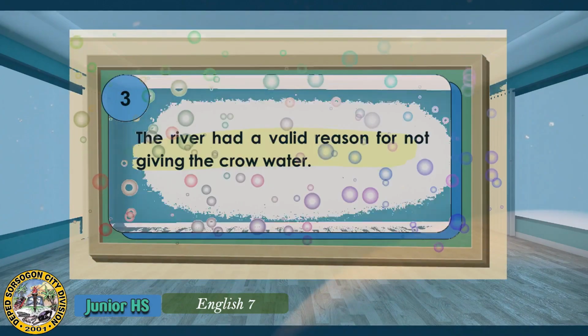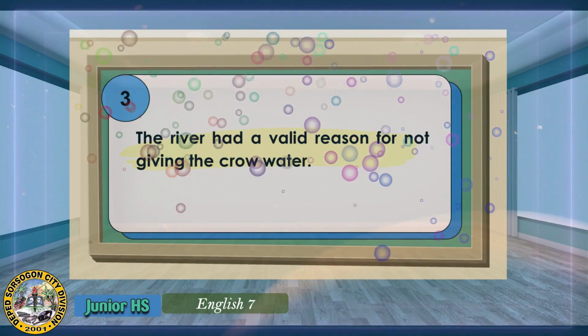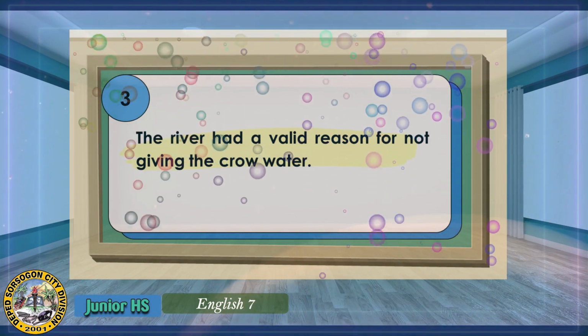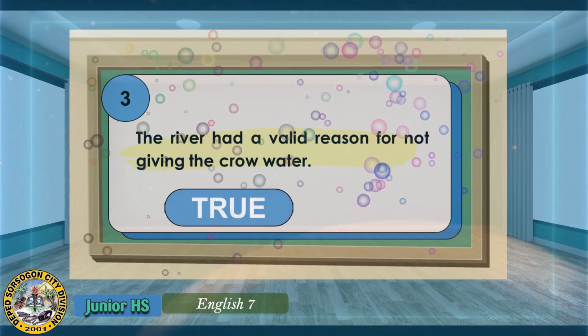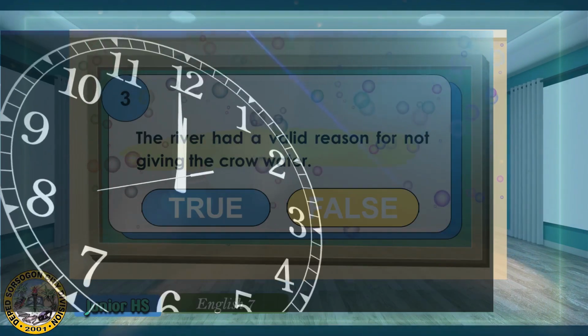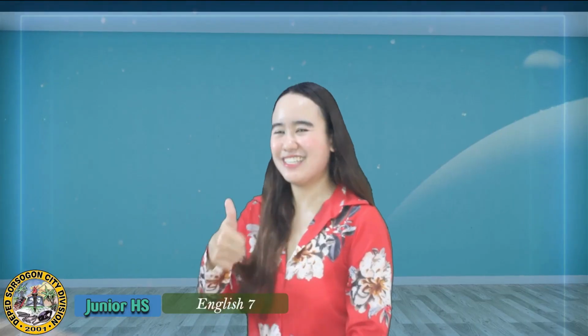Nice! The correct answer is true. Number 3. The river had a valid reason for not giving the crow water. Is it true or false? Good! The correct answer is true.